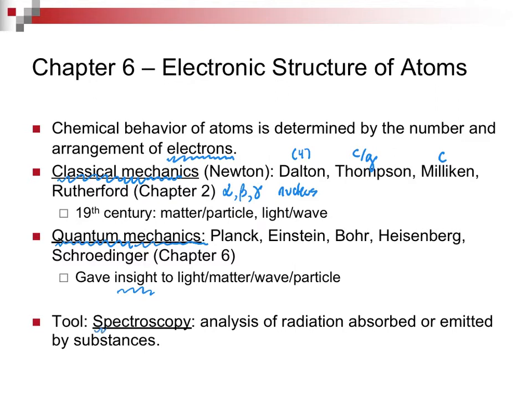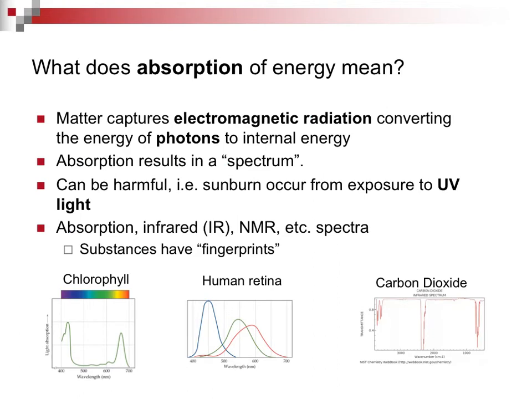So the tool that people primarily use is spectroscopy, which looks at how radiation is absorbed and emitted. So what is the absorption of energy? Well, matter can capture electromagnetic radiation, and it converts the energy of photons to internal energy. Internal energy was a topic of chapter 5.